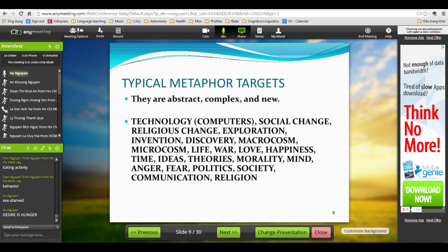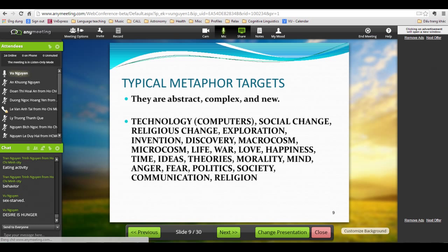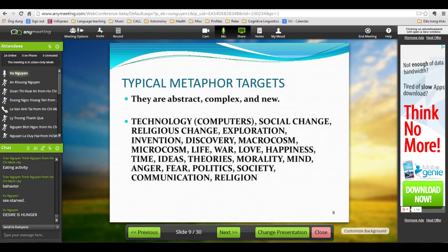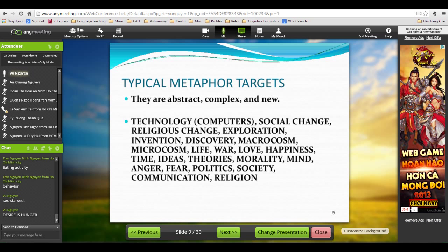Now the target domains are the abstract, complex, or new ideas that we want to talk about. On the screen you can see a list of the common target domains. They can be technology, social change, religious change, explorations, invention, discovery, about macroscope, very big topics, very big things that we talk about, and microscope topics like war, love.